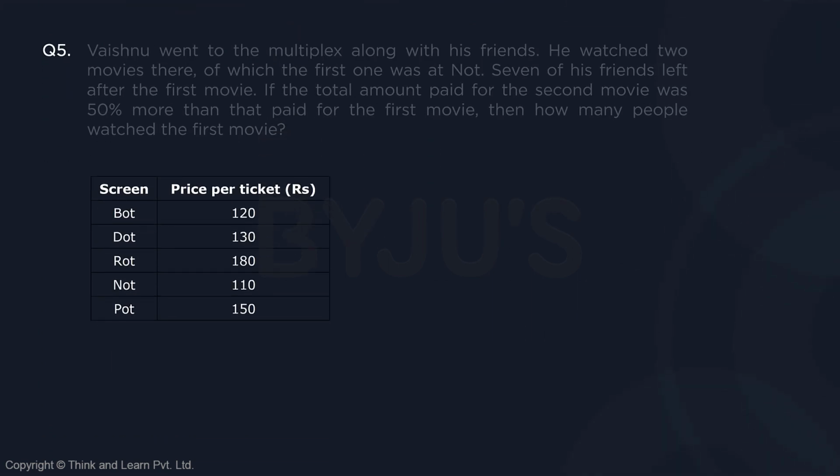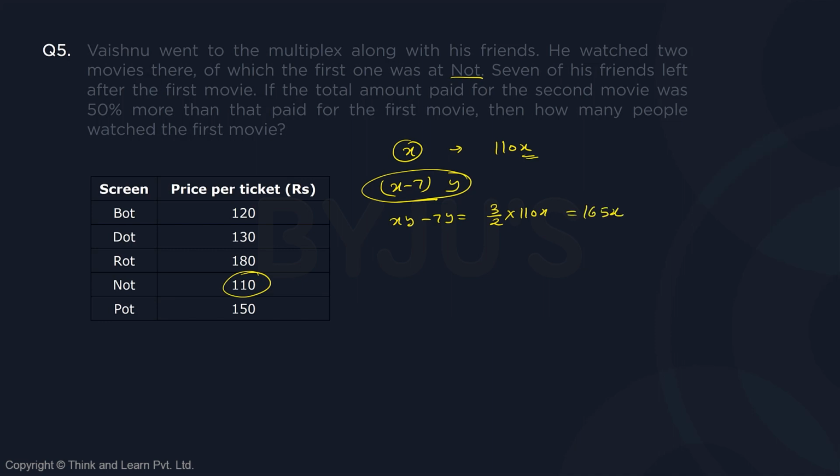The price per ticket is 110. Let's say the initial number of people is X. So the price is 110x. Okay, revenue. Now we have X minus 7 people, and again let's say the price per ticket is Y. So this is your total revenue. The second revenue is 50% more than this. So I can say this revenue, that is XY minus 7Y, is equal to 50% more, means 3 by 2 of 110x, or basically 165x.